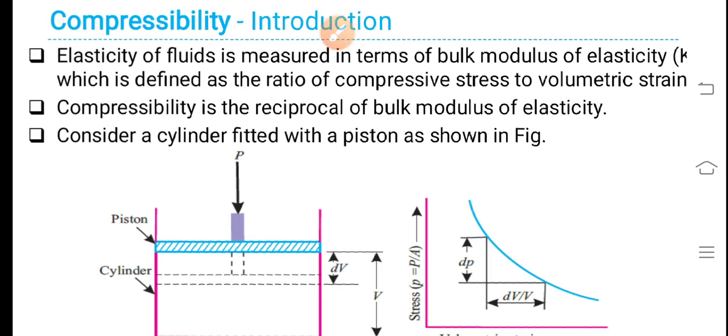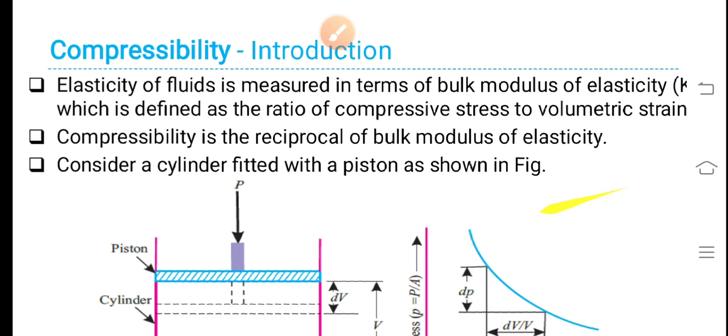Next point, elasticity of fluids is measured in terms of bulk modulus of elasticity, K. As I have already said, the symbol is K, which is defined as the ratio of compressive stress to the volumetric strain. Compressibility is the reciprocal of bulk modulus of elasticity.